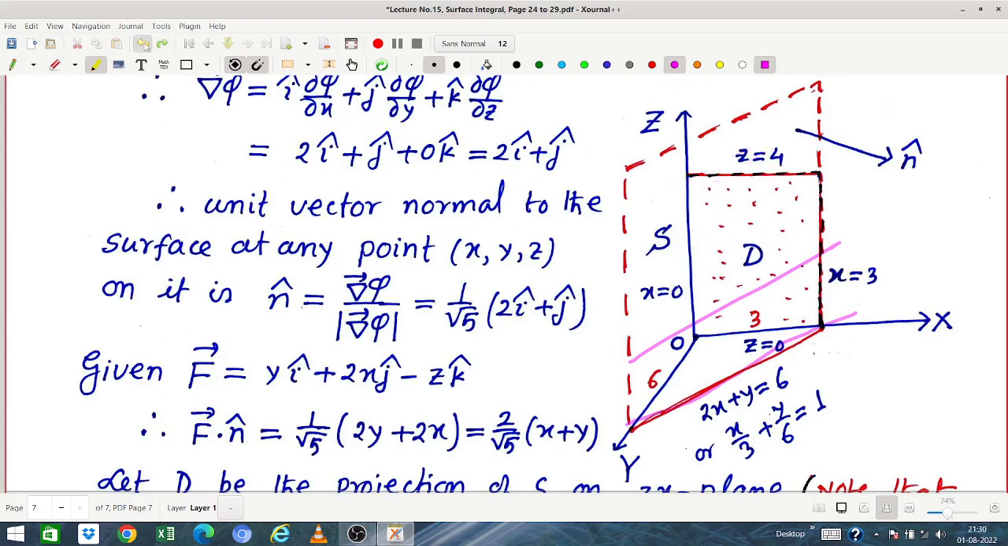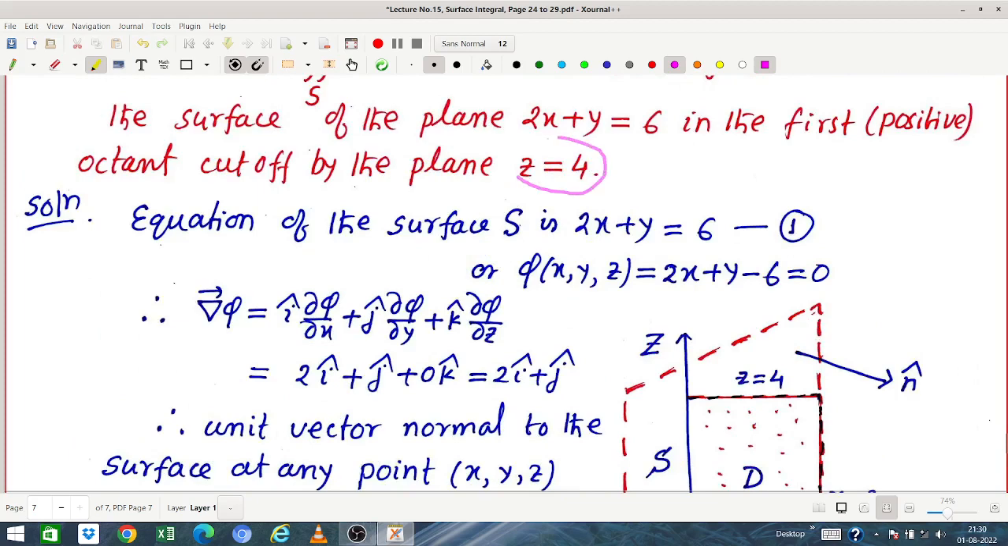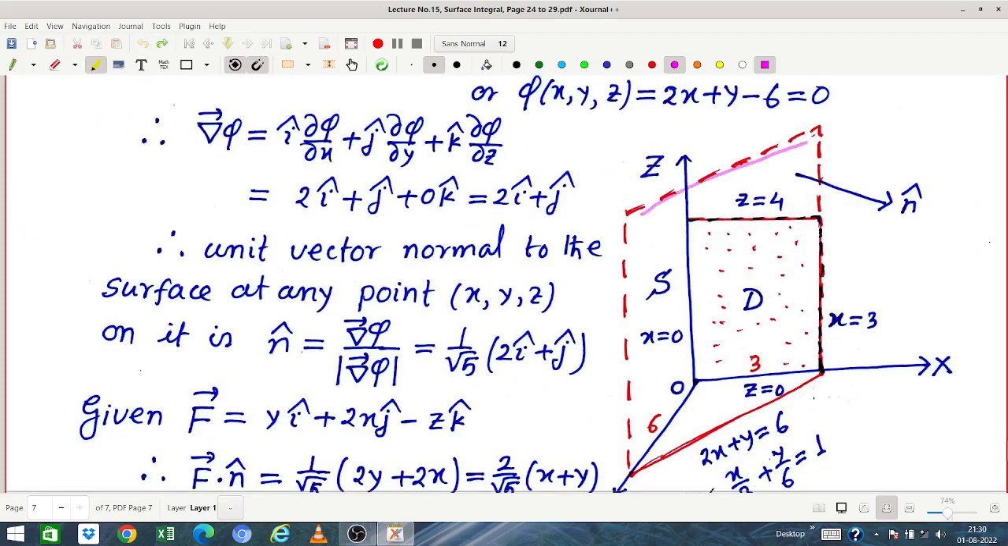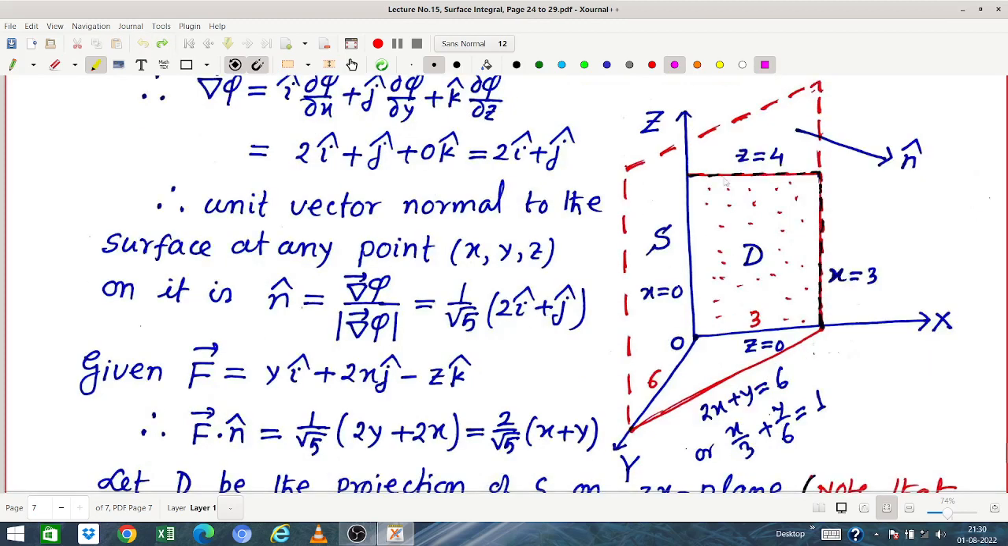Whatever is given in the figure, this line becomes a plane and it moves up. Our region, the surface, is in the first octant, so here z equals 0. I have mentioned z equal to 0 up to what? Up to the cut-off by z equal to 4. So we have to move from z equal to 0 to z equal to 4, which is the height, in the positive octant. So this is the surface S, like a rectangle.